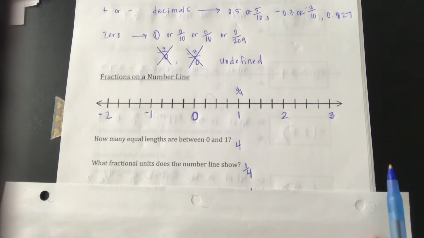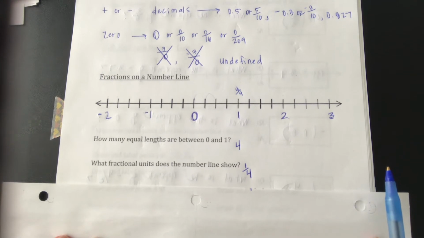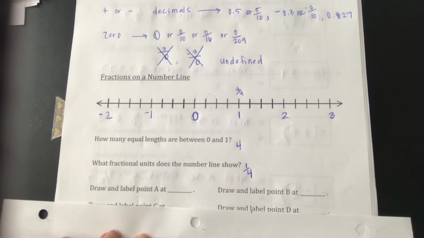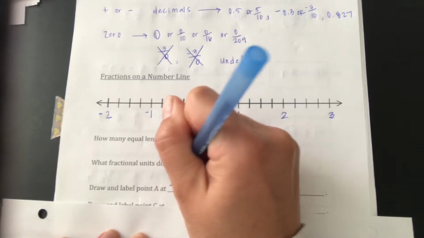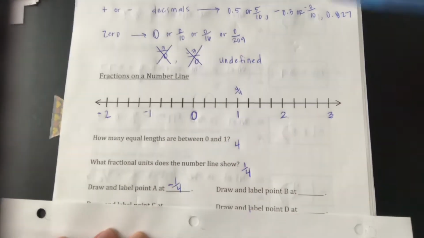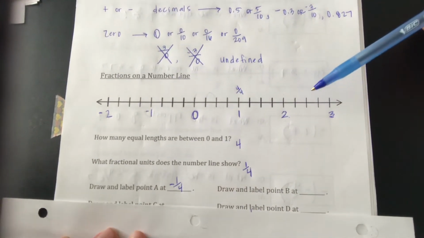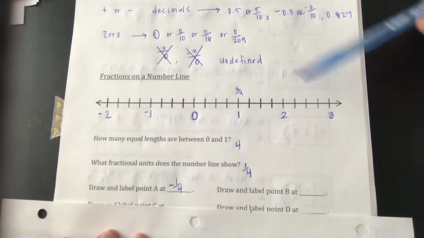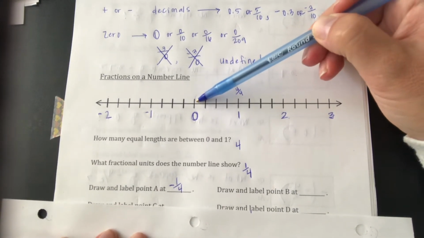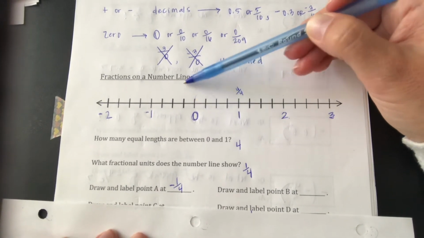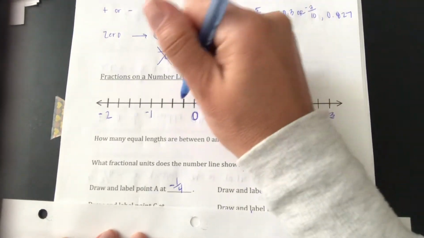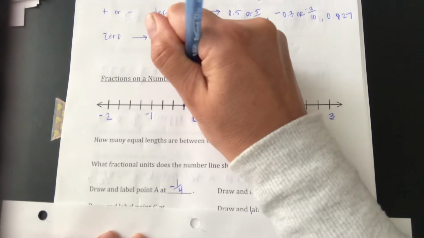Now I want you to draw and label point A at -1/4. So you're going to come up here to the number line and you're going to go negative. Well, -1/4 is going to be to the left and it's going to be right here. So let's label that A.